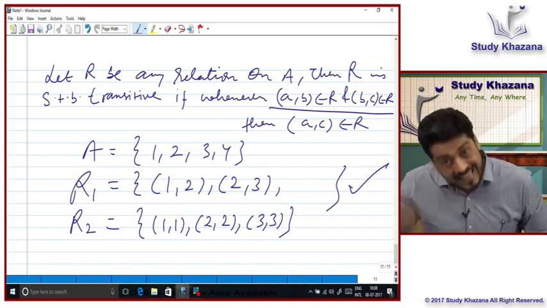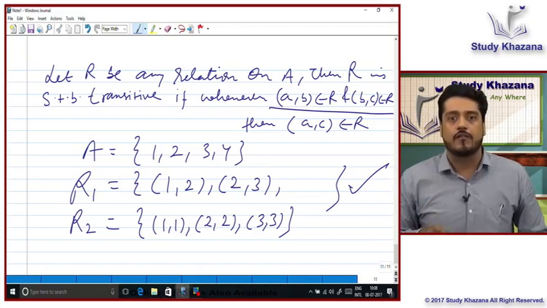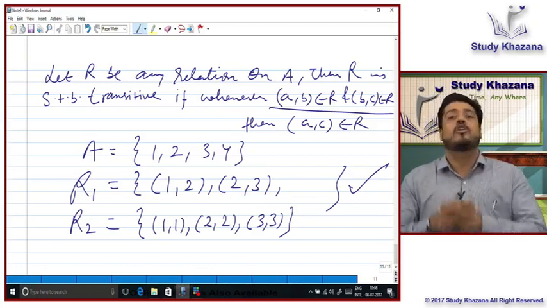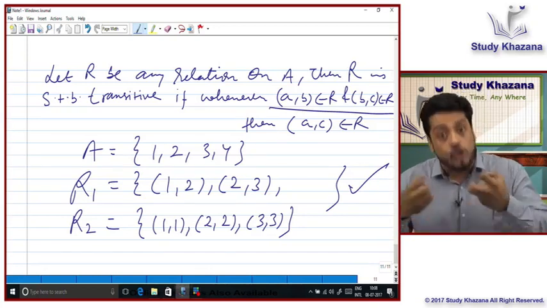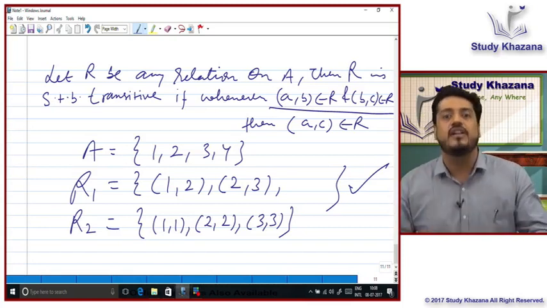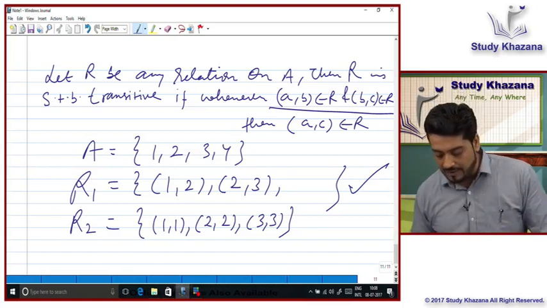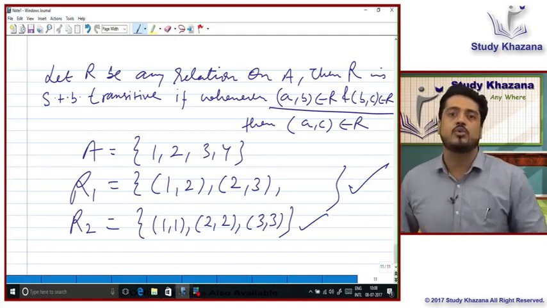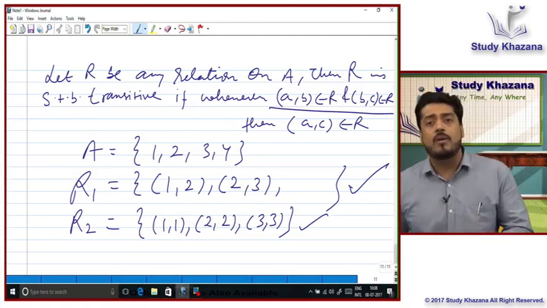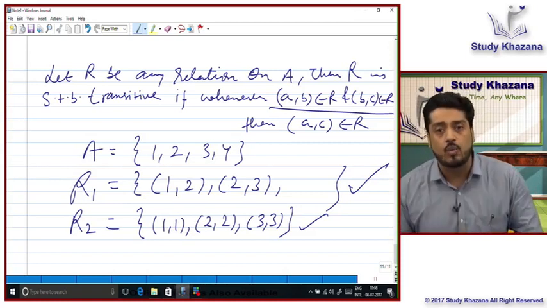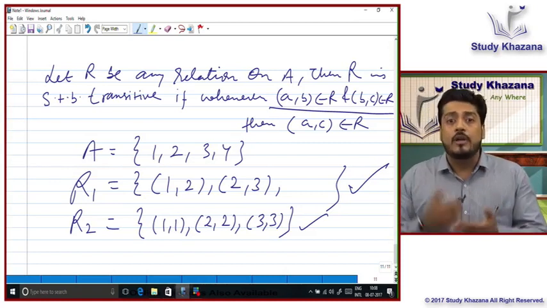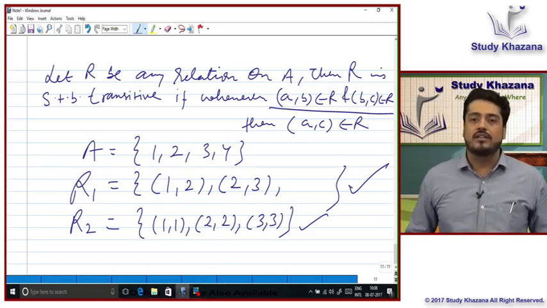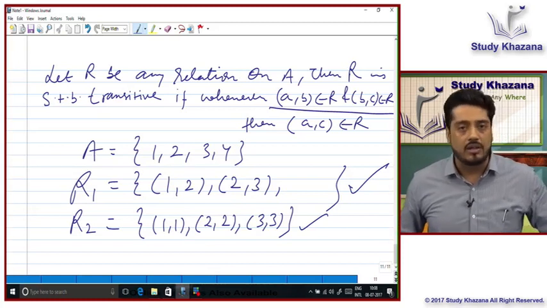So I will declare this relation to be trivially transitive, because in my earlier definition I have clearly explained that if the hypothesis is not created, I will assume that transitivity trivially holds. Okay, so I will declare this R2 to be a transitive relation. This is important. This is where students generally make a mistake: sir, how is (1,1), (2,2), (3,3) transitive? It is transitive because the hypothesis is not created, and if the hypothesis is not created, we take the conclusion to be trivially true in all the possible cases.